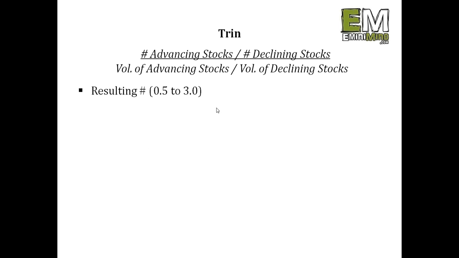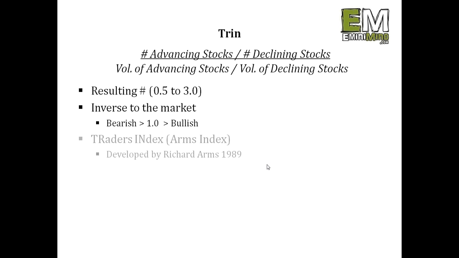So the resulting number of the trend is 0.5 to 3.0, and this is actually an inverse indicator, which means that a number below 1.0 is bullish and a number above 1.0 is bearish. The trend stands for the Traders Index, and it was developed by Richard Arms, so it's also called the Arms Index. But he did put together this relationship and came up with the instrument.